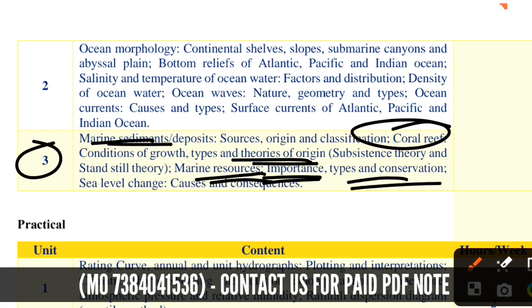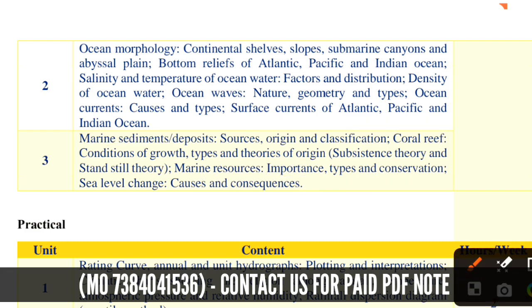The final topic of unit 3 is sea level change. Here you have to study the causes of sea level change, and after that you have to study consequences. Consequence simply means the result or effect of sea level change. So unit 3 can also be divided into four simple sections: marine sediments, coral reefs, marine resources, and finally sea level change.